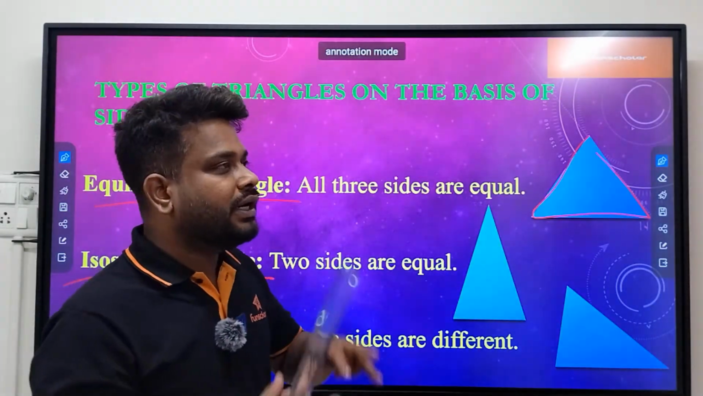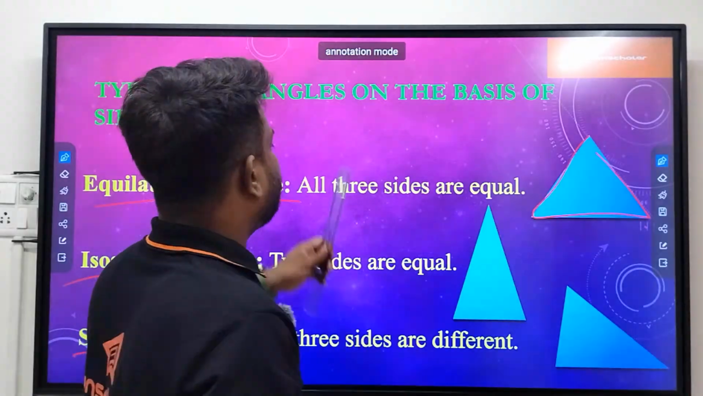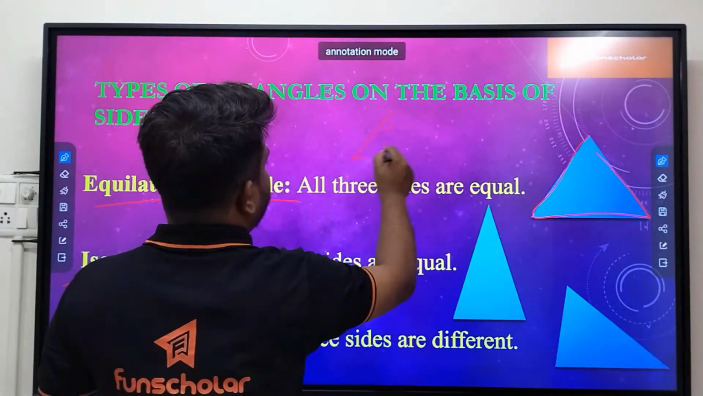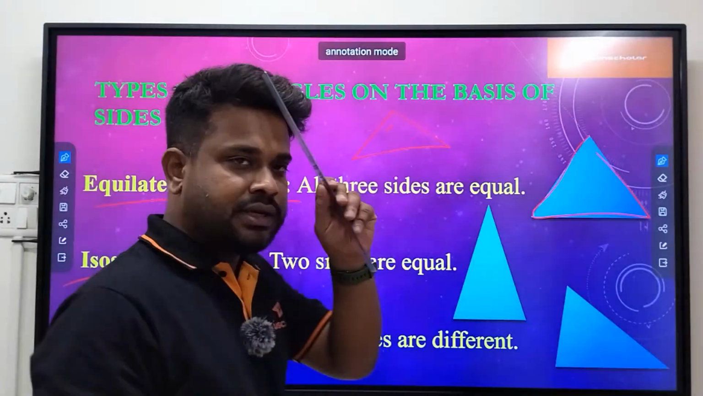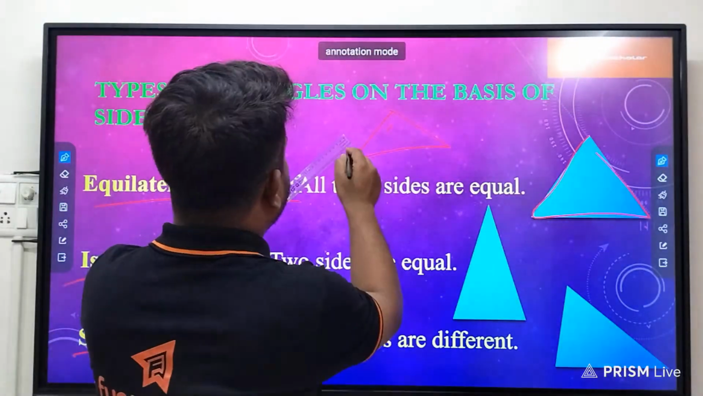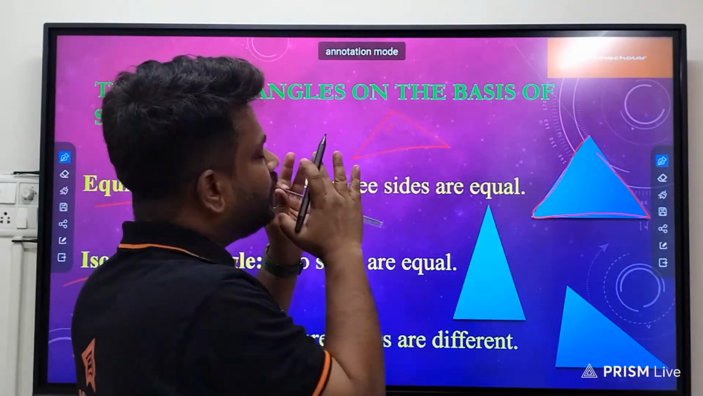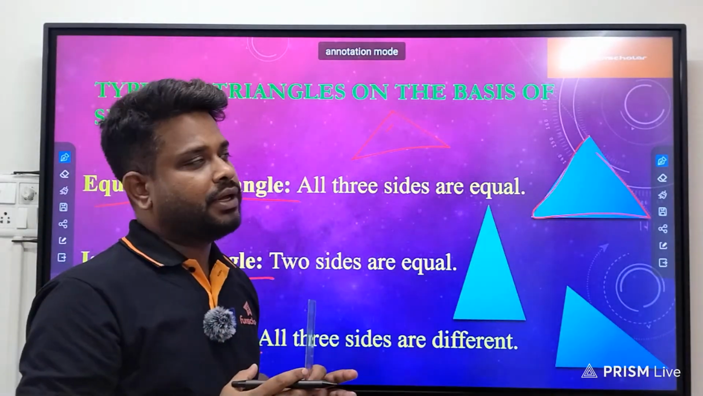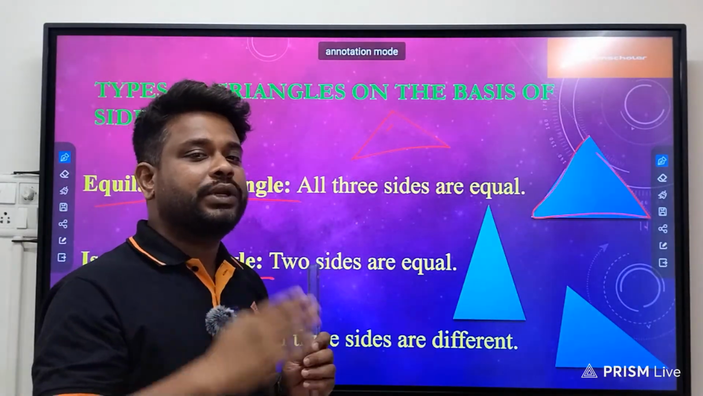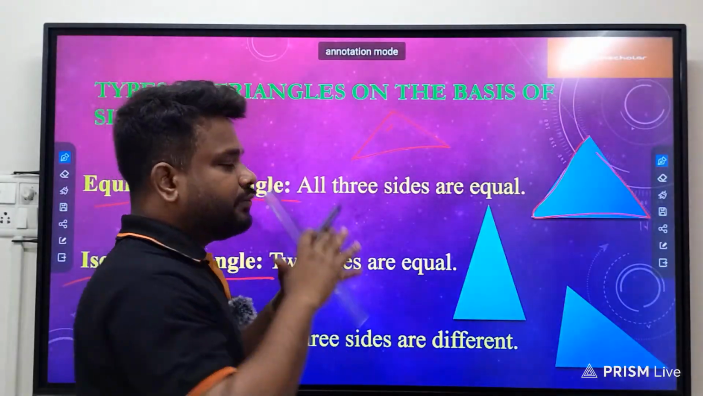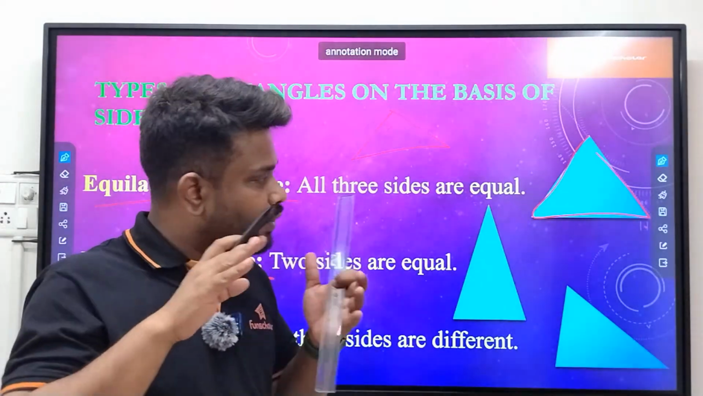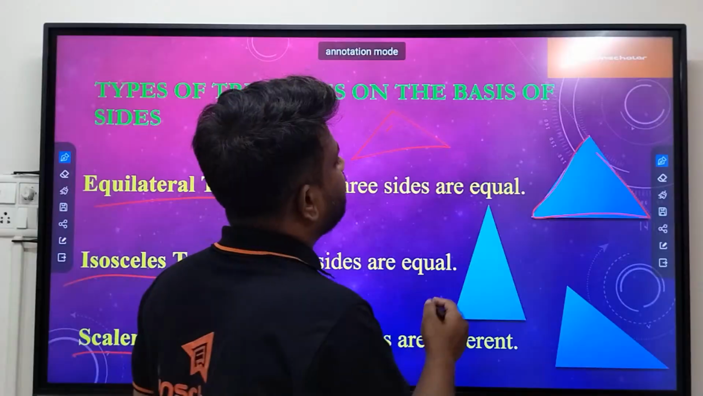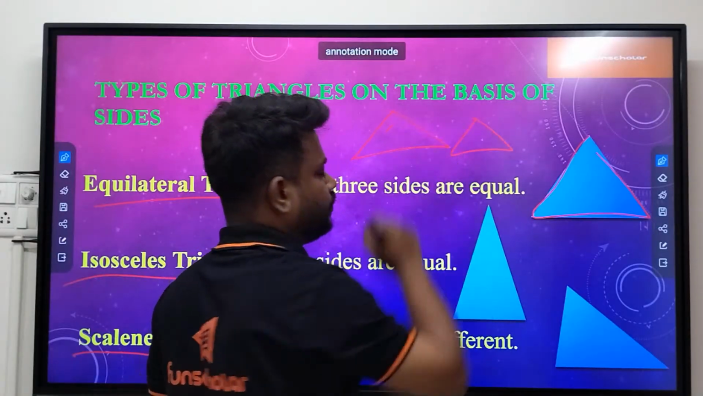If you try to draw a triangle just using this scale, maybe you won't be able to get the perfect shape, and there comes the angle. We will discuss it later. But first of all, you have to understand that an equilateral triangle has all the sides equal.